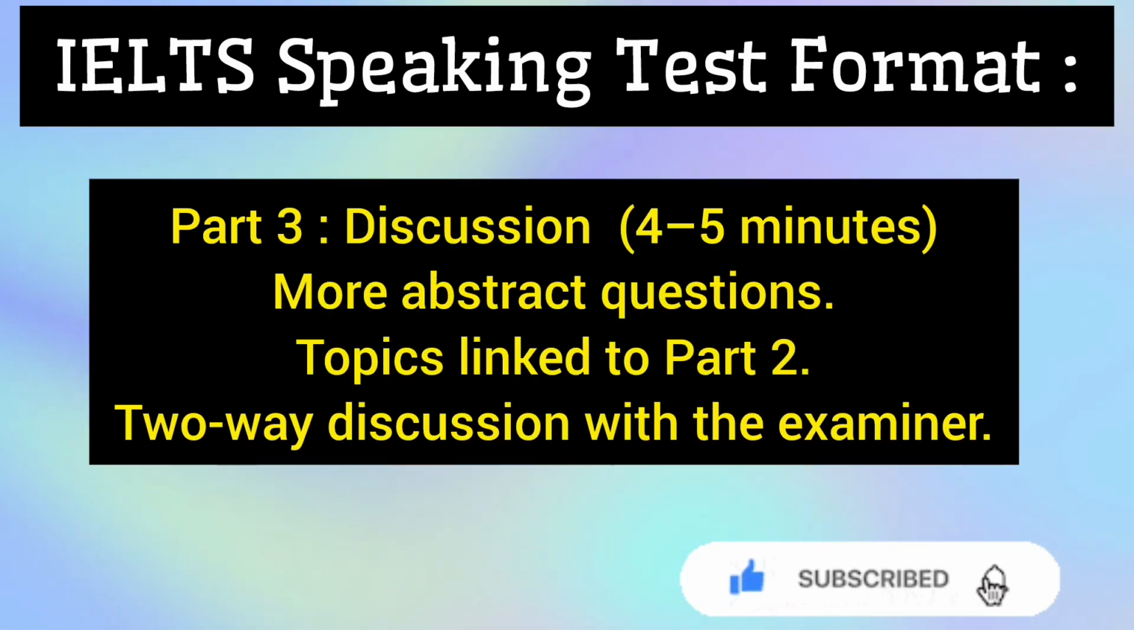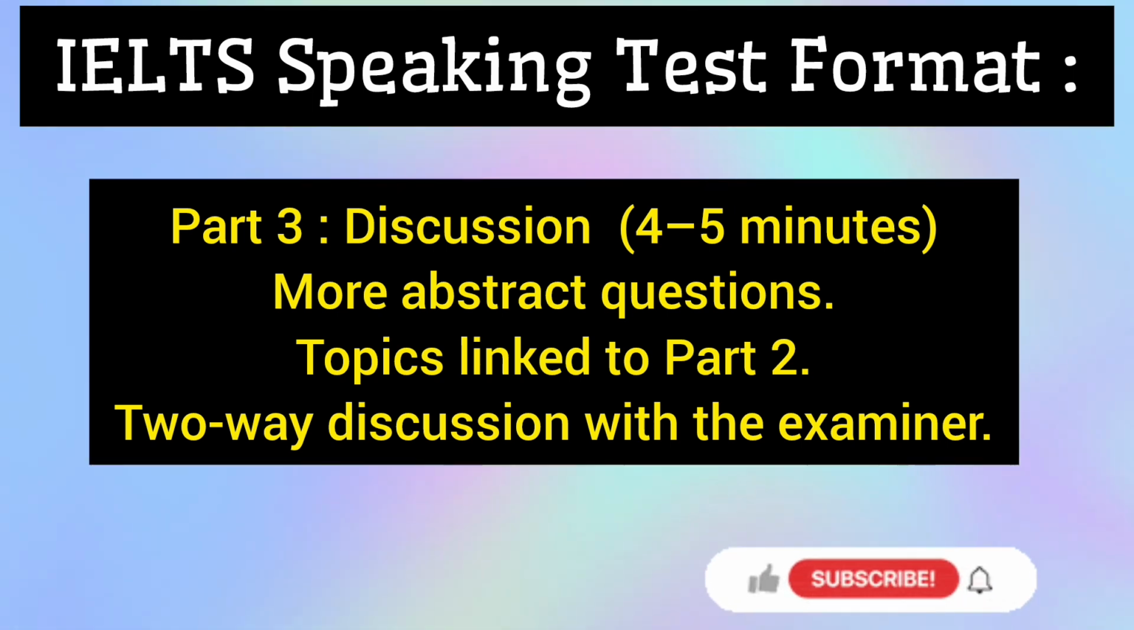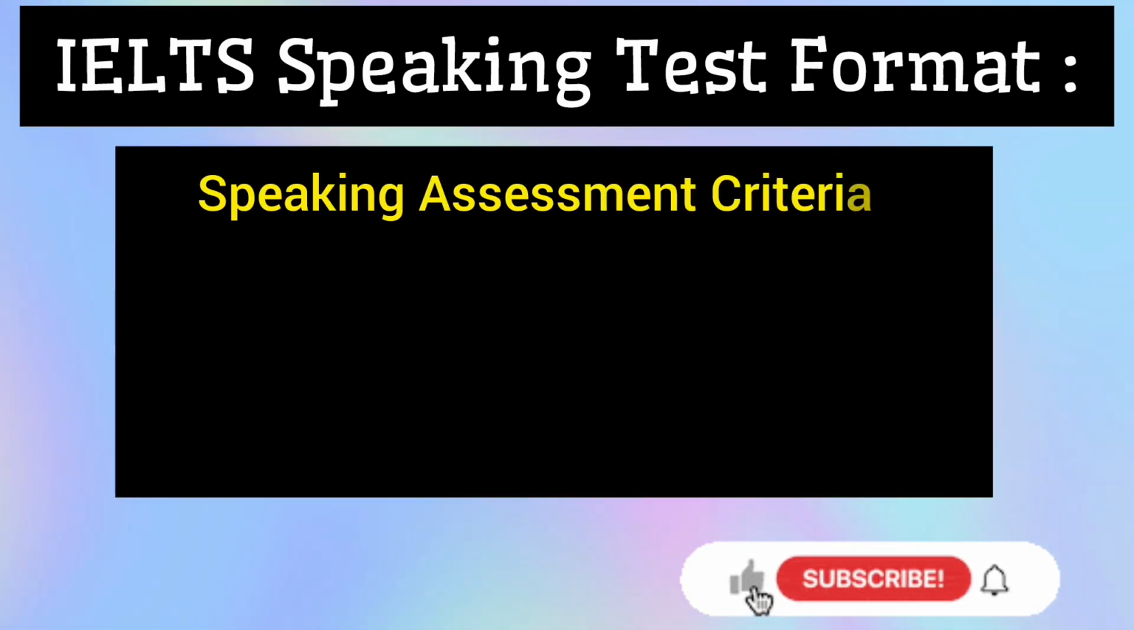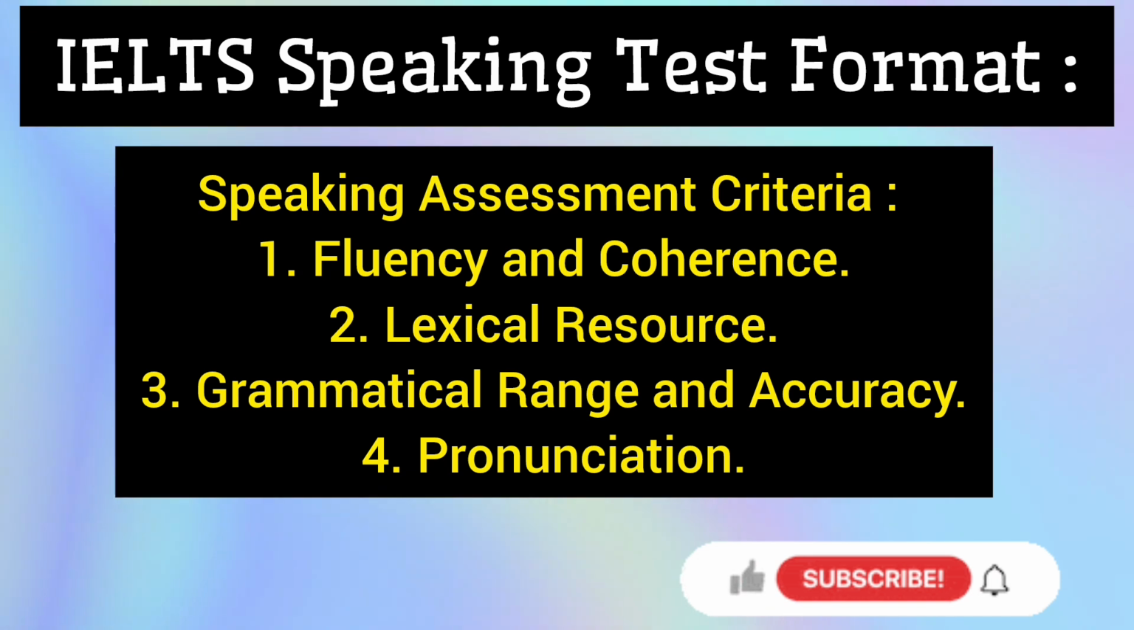So up next we will see the third part. Third part is the discussion part. It goes on for around 4 to 5 minutes, and here they ask more abstract questions which are related to or linked to part 2, and it's a two-way discussion with the examiner. So let me tell you the speaking test. There are some basic criteria: fluency and coherence, your lexical resource, your grammatical range and accuracy, and your pronunciation. You are being judged on basis of these four parameters.